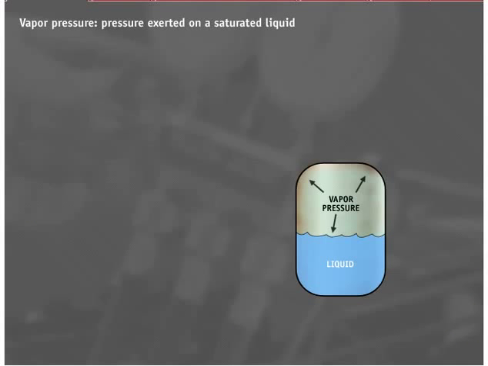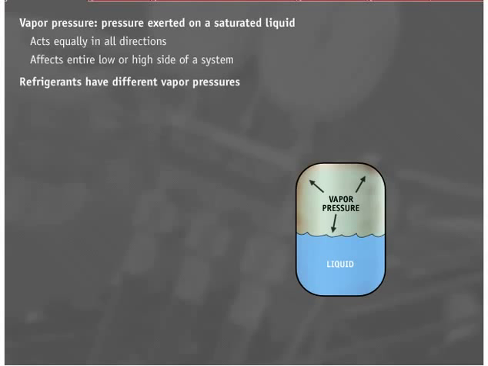Vapor pressure is the pressure exerted on a saturated liquid. Anytime saturated liquid and vapor are together, as in the condenser and evaporator, vapor pressure is generated. Vapor pressure acts equally in all directions and affects the entire low or high side of a refrigeration system. All refrigerants have different vapor pressures, and it is vapor pressure that is measured with a gauge.